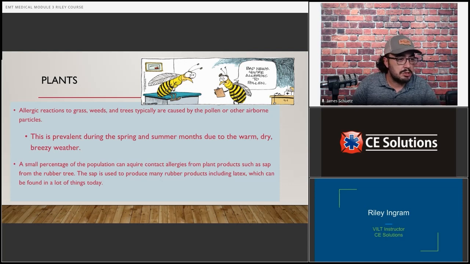A small percentage of the population can acquire contact allergies from plant products such as sap from the rubber tree. It's used to produce many rubber products, including latex, which can be found in a lot of things today.